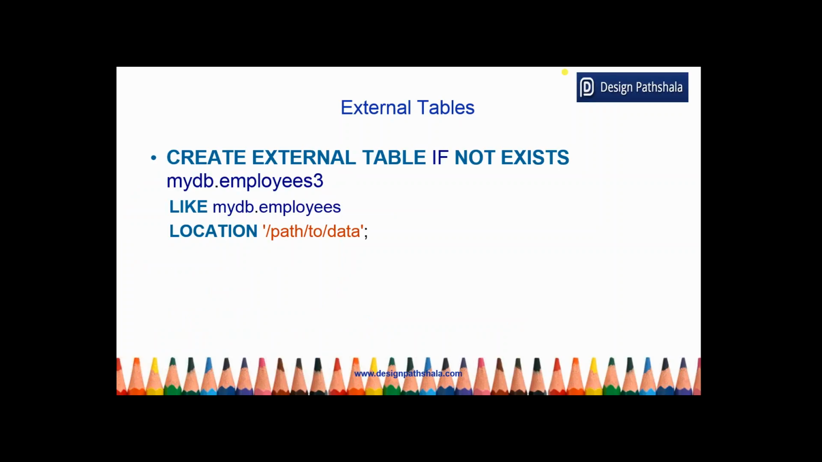So I can just say create external table if not exists, the table name, like some other table, location. This will create a table similar to this table, and this table will be pointing to this directory.